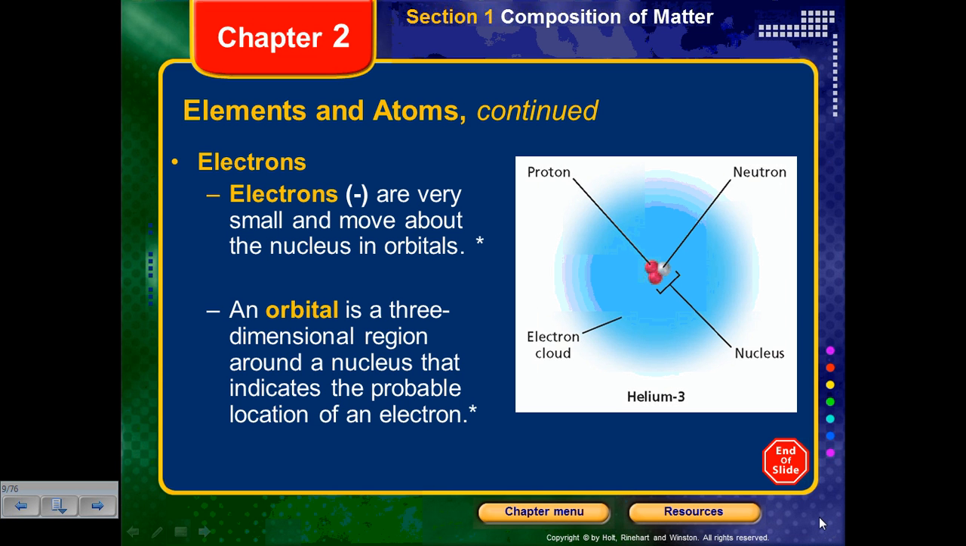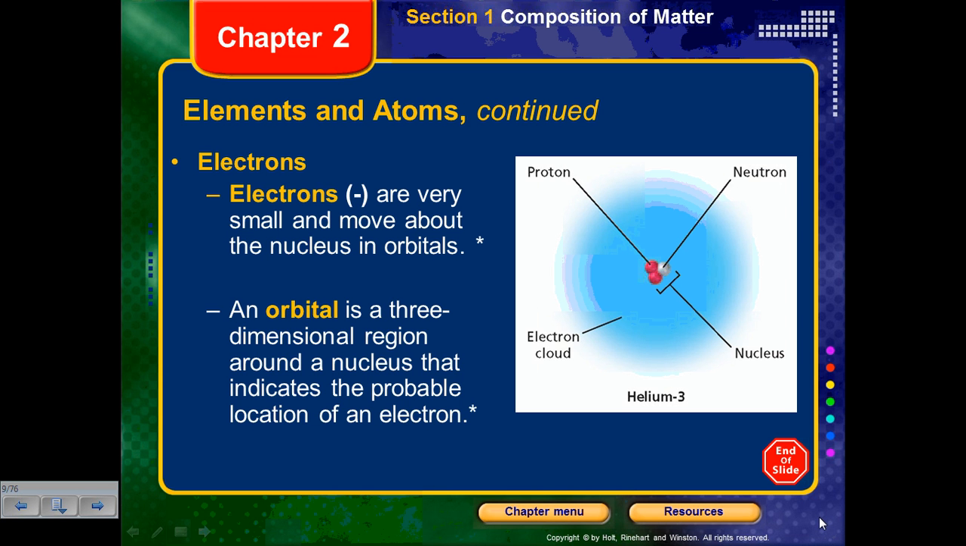Alright, so now electrons are found outside the nucleus in what we call the electron cloud, and they travel in things called orbitals, okay? And each orbital is a three-dimensional region, or 3D, I like to shorten it, 3D region around the nucleus. And that's the probable location of an electron.